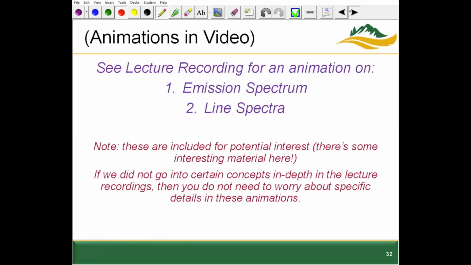Next, I'm going to go into some animations. I'm including these because they're super cool and for potential interest in them. If we didn't go into certain details that the animation mentions in the lecture, if we didn't go through something in depth in the lecture recording, then you don't need to worry about it. I just wanted to add these because I think they're cool.